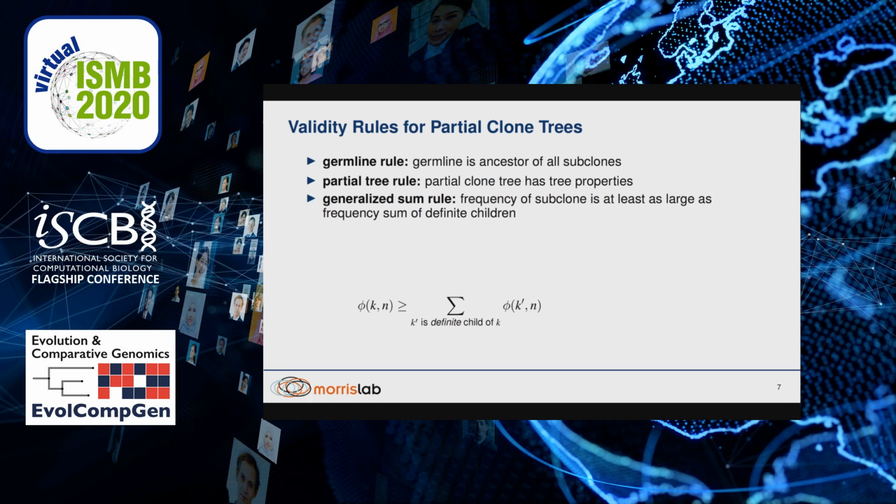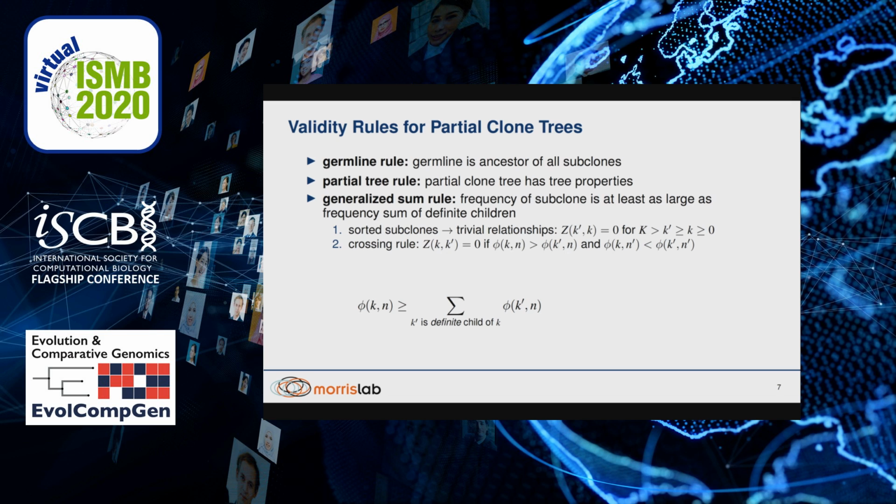The third rule is the generalized sum rule. This ensures that the frequency of a subclone K is at least as large as the frequency sum of its definite children K' for all samples n. This rule has three consequences. First, if we sort the subclones in descending order of their subclonal frequencies, we can derive trivial relationships, where a subclone K' cannot be an ancestor of subclone K if K' is larger or equal to K. This explains the zeros in the lower left triangle of the ancestry matrix Z that we've seen on the previous slide.